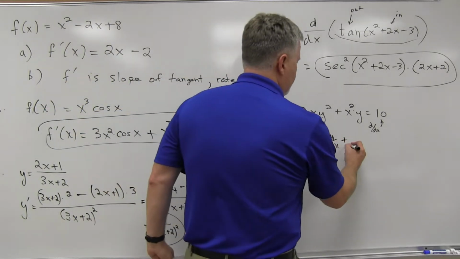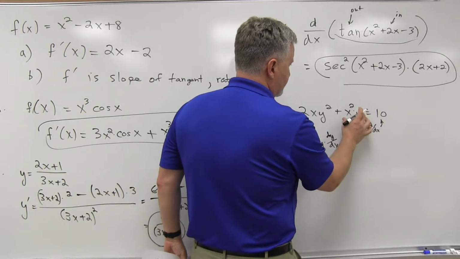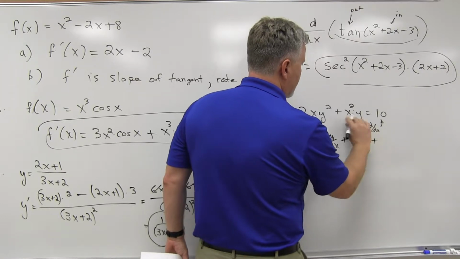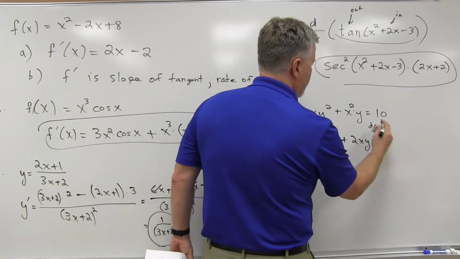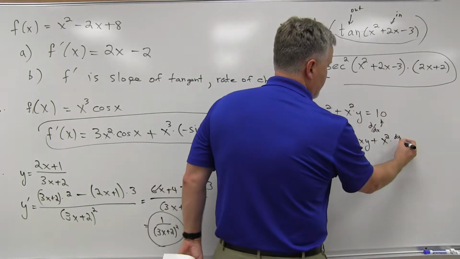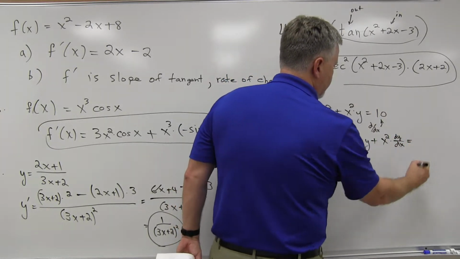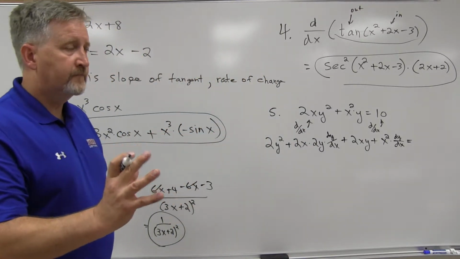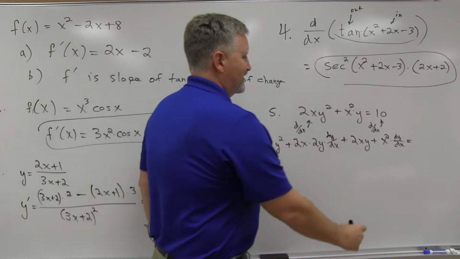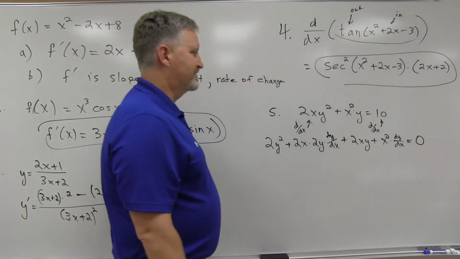All right, then the same thing over here. Product rule, so the derivative of x squared is 2x, the y stays the same. Then reverse that, you got x squared times the derivative of y. Well, it's 1, but it's a y, so I need to do dy over dx or y prime. Are we okay with that? Then on the right side, easy. It's the derivative of a constant, so that's still 0.